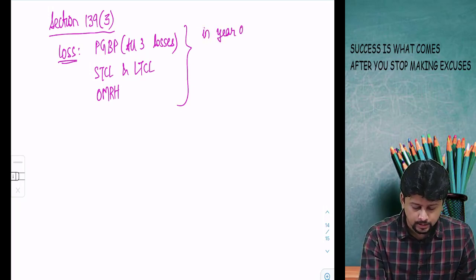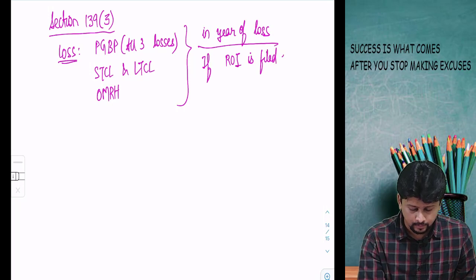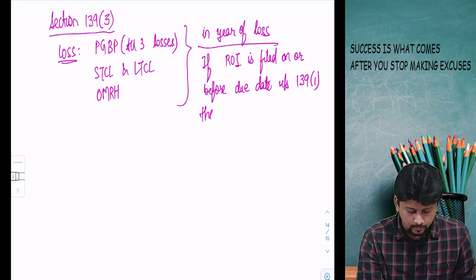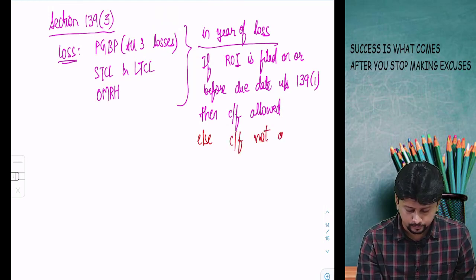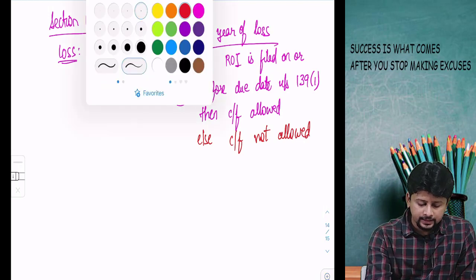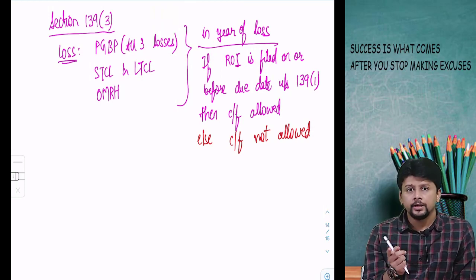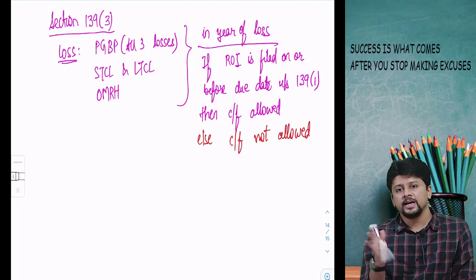In the year of loss, if return of income is filed on or before the due date as mentioned under 139.1, then carry forward allowed, else carry forward is not allowed. This section 139.3 is putting a kind of a liability on the head of the assessee, that if you want your losses to be carried forward, in the year in which you have suffered the loss, you ensure that you file your return of income on or before the due date, then we will allow you the carry forward as per the chapter of carry forward, otherwise carry forward is gone.